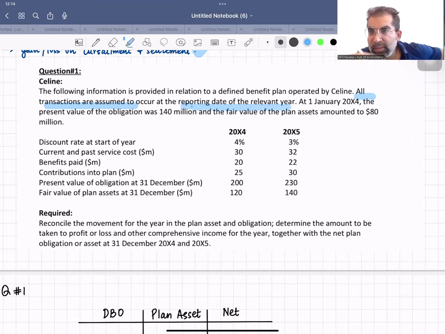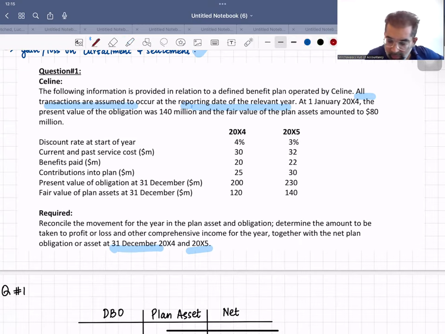I'll explain this thing. This is a very important line. Reporting date means at the year end. All transactions, all events are occurring at the year end. First listen, read these lines about the accounting periods. We have to work for two accounting periods. The first accounting period is 1st January X4 to 31st December X4.